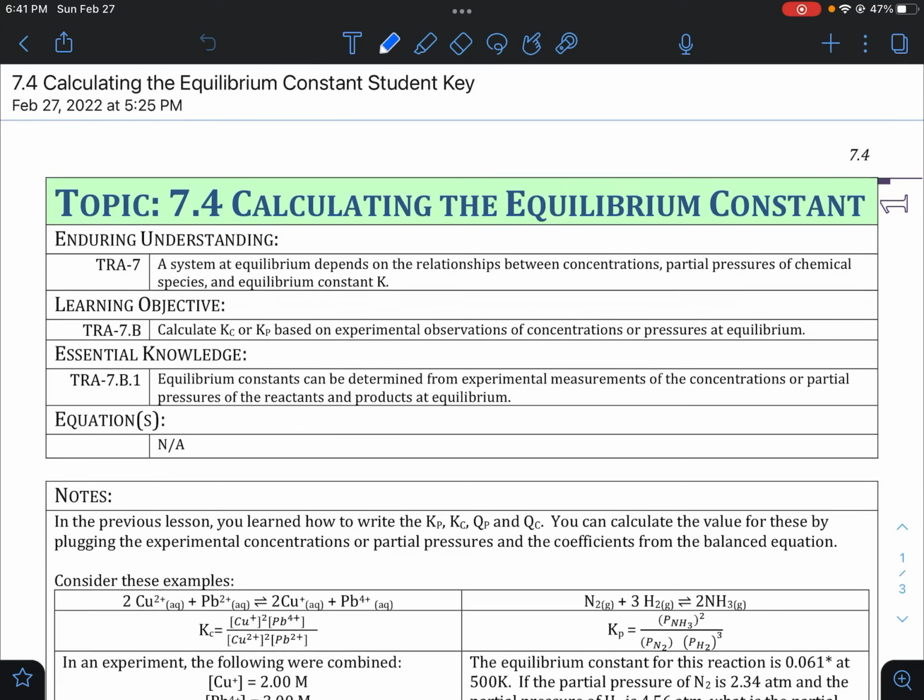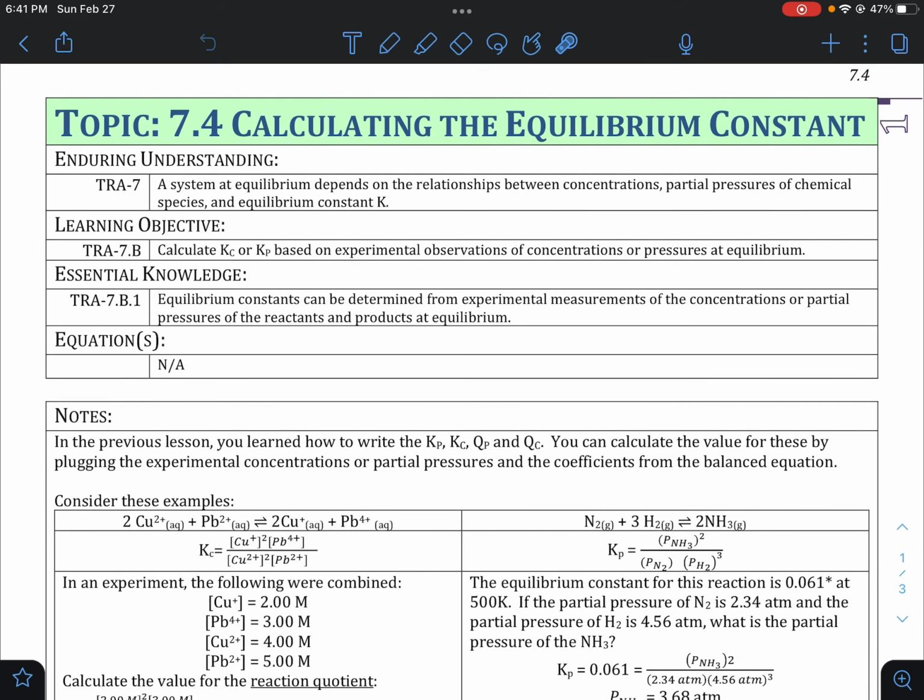All right, this is the topic 7.4 practice problems on calculating the equilibrium constant. So this really goes nicely with 7.3, obviously, because we need to be able to write the equilibrium constant equation. Then here we need to use that equation in order to calculate the actual value. Again, this calculation works for K and for Q, which is the reaction quotient.